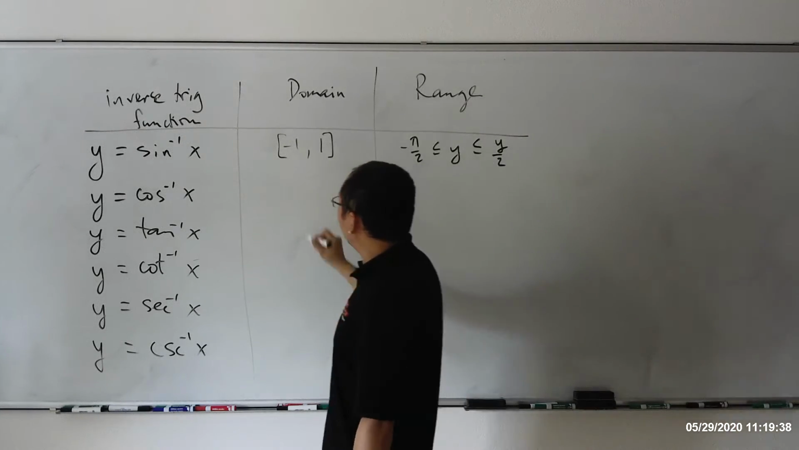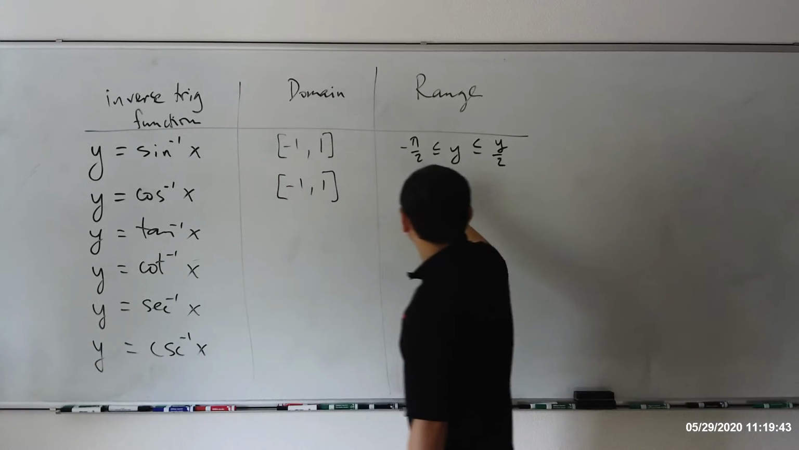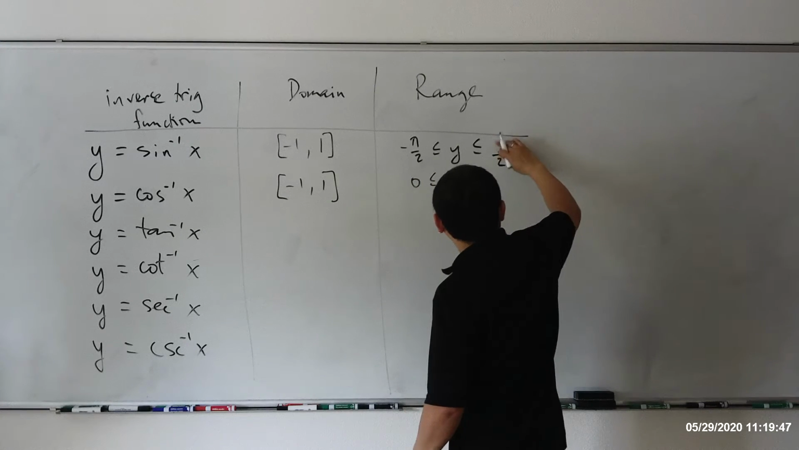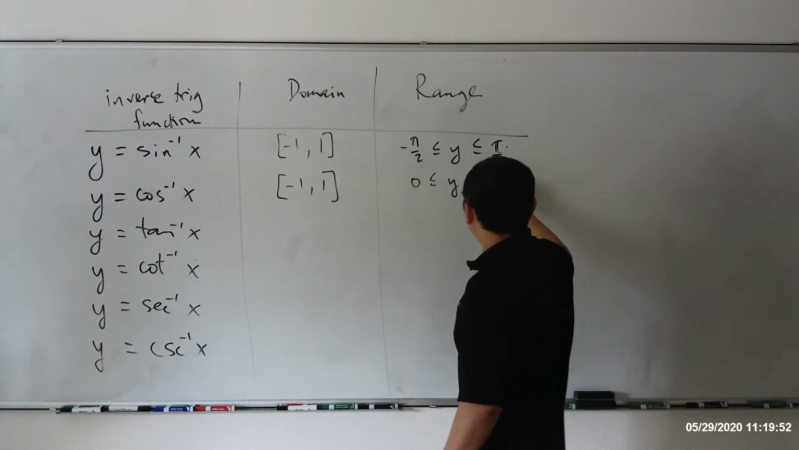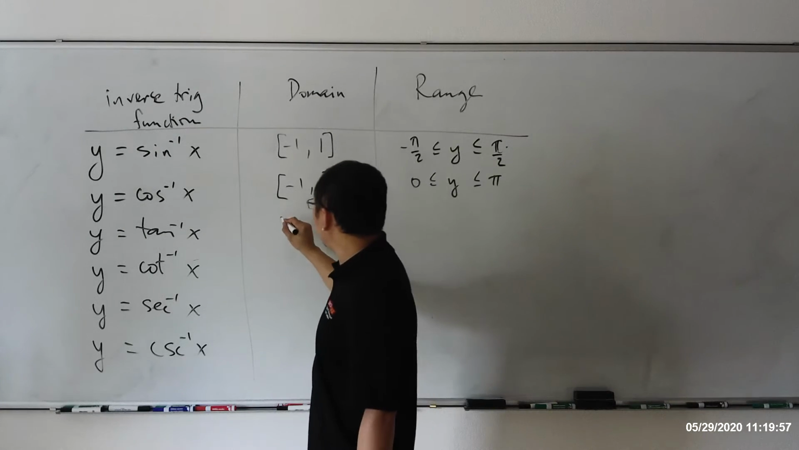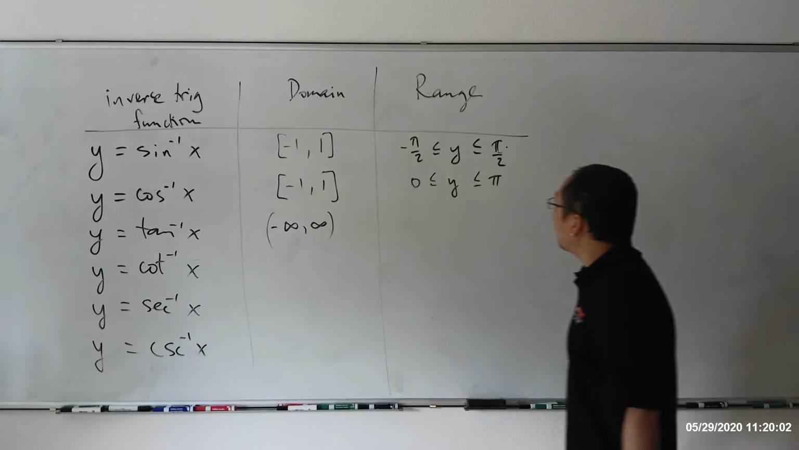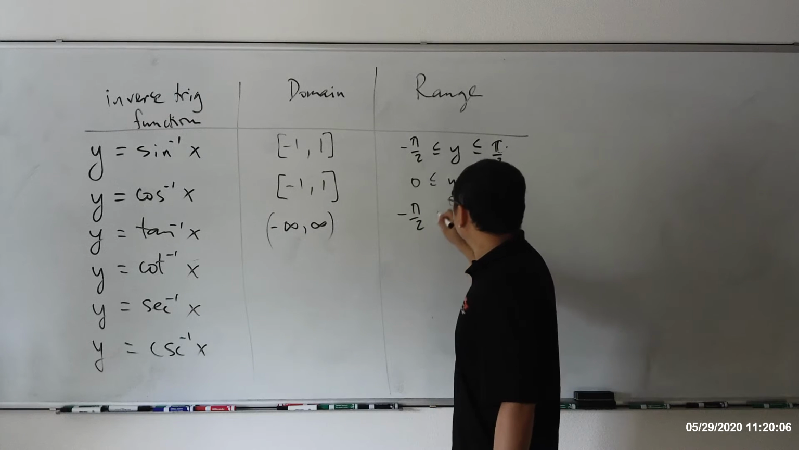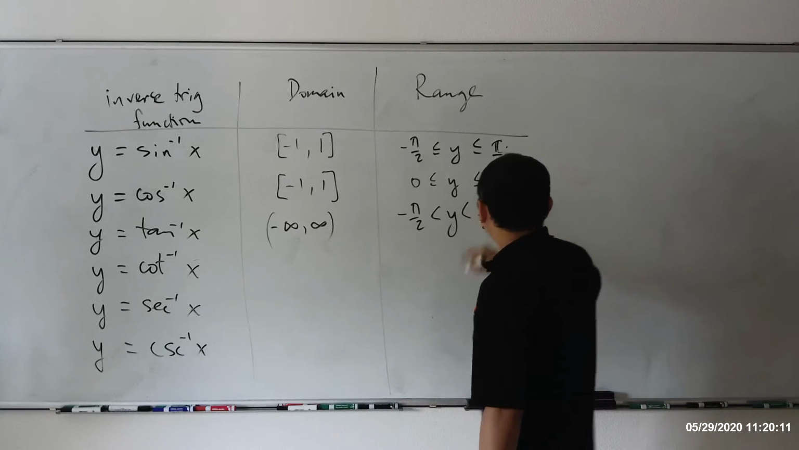For cosine inverse, the domain is still negative 1 to 1, and the range is 0 to pi. This is pi over 2, pi, I wrote it wrong. Less than or equal to pi. For tangent inverse, the domain is from negative to positive infinity, and the range is from negative pi over 2 to pi over 2, not including the endpoints. So negative pi over 2 is less than y, which is less than pi over 2.